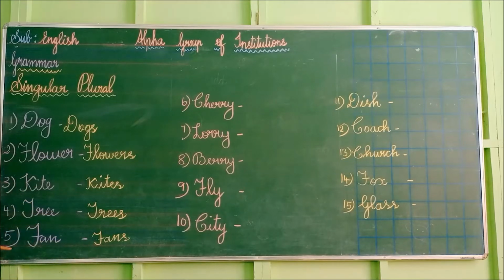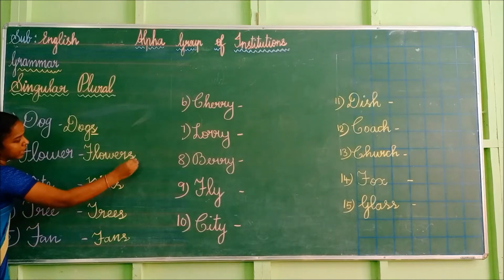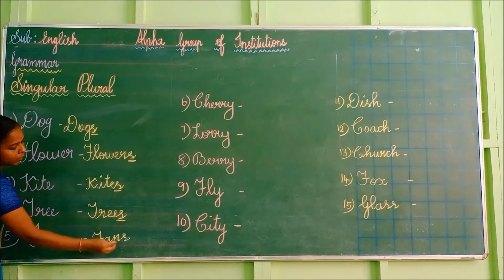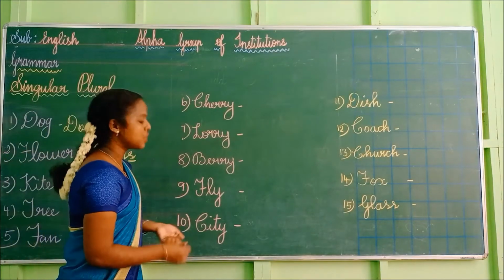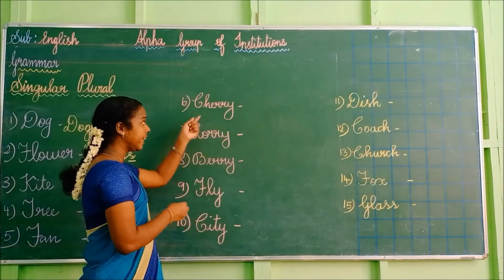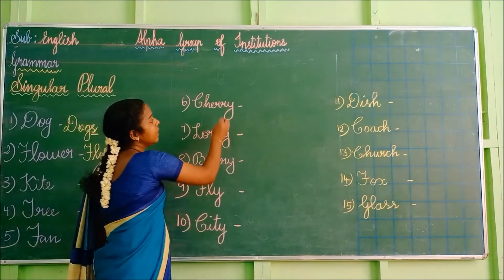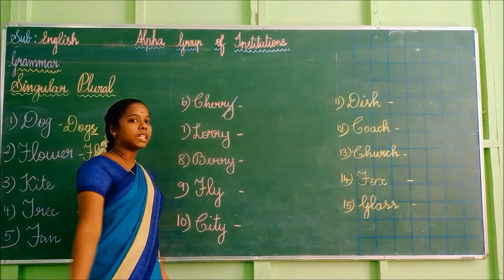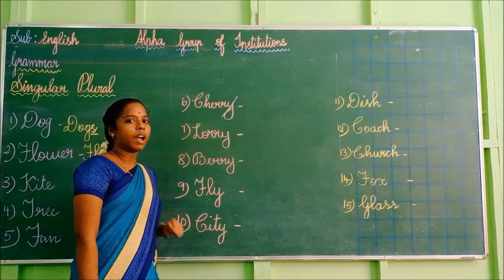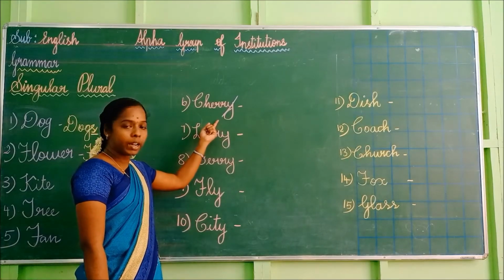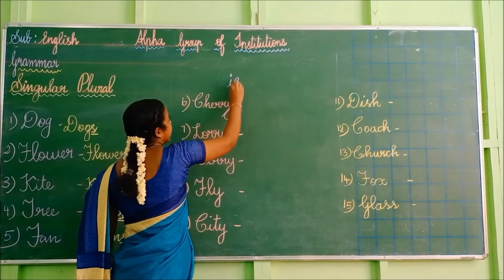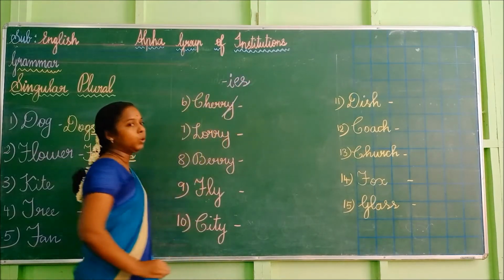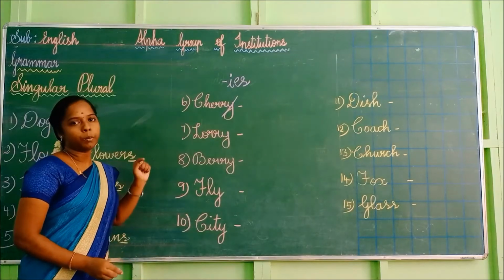So for the regular noun, what do you have to do? You have to simply add S to the singular noun to change the singular noun into plural. See the next one. Cherry. Cherry ends with the letter Y. If the singular noun ends with Y, what do you have to do first? You have to remove the Y first. Next you have to add I-E-S to the singular noun to change the singular into plural.